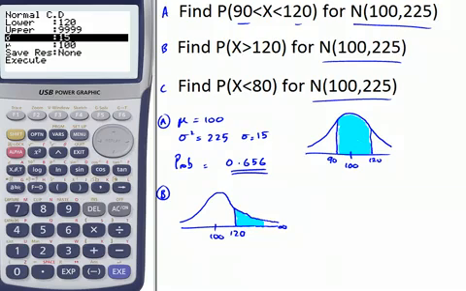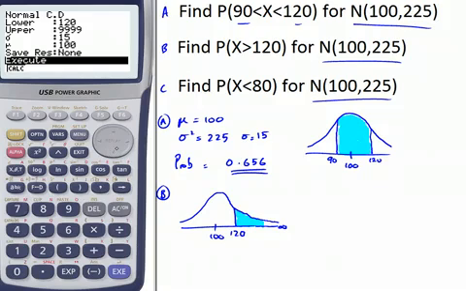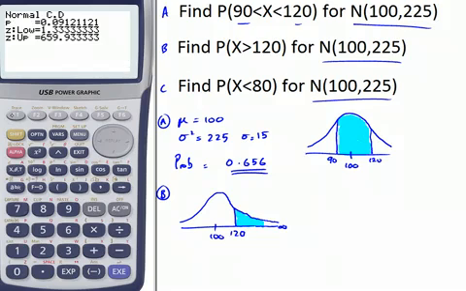Our standard deviation remains at 15, our mean 100, calculate the value, F1, we'll just press execute, and we get the answer for the probability is equal to 0.0912.